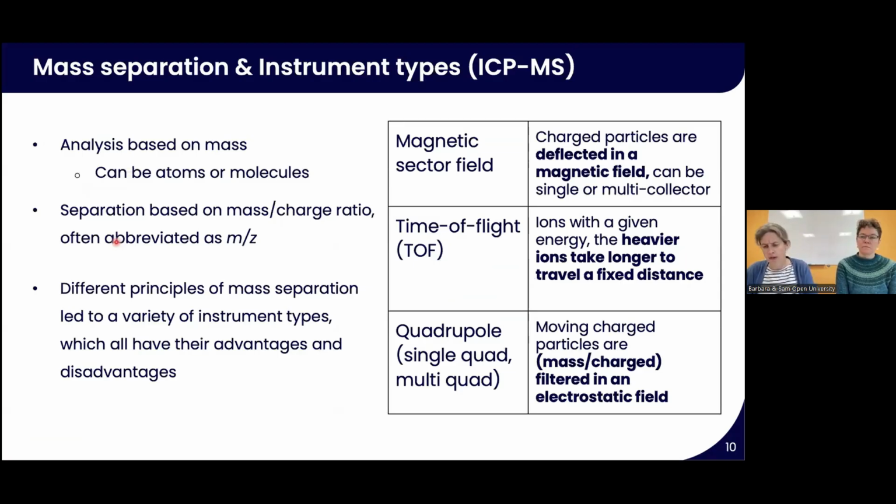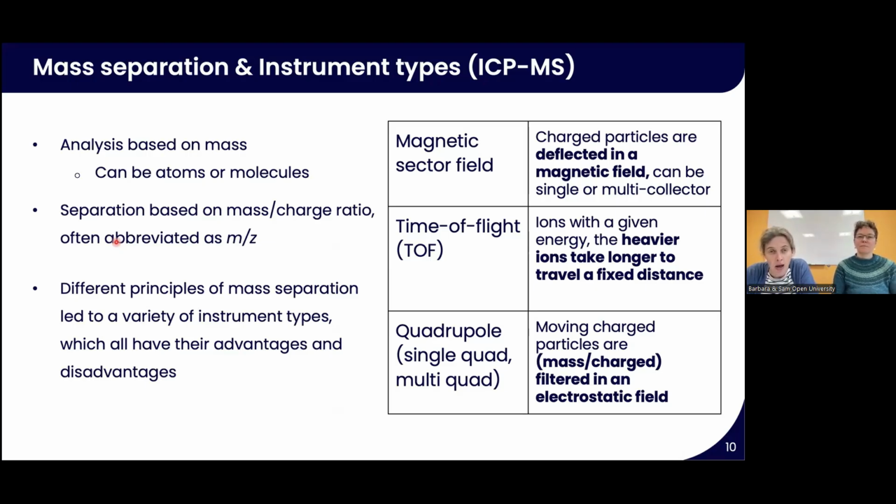The second way of separating is by mass, and there are various different ways that we can separate by mass as well. So separation by mass is basically measuring a mass to charge ratio, and the separation is based on different principles. So there are different principles of mass separation, which lead to a variety of different instrument types, and all of these have advantages and disadvantages. And again, this is another thing that you could spend days talking about. So this is really 30 seconds of something that could be several hours worth.